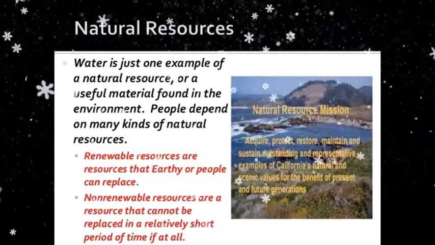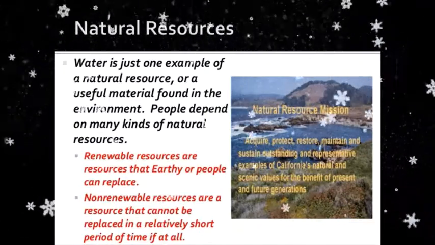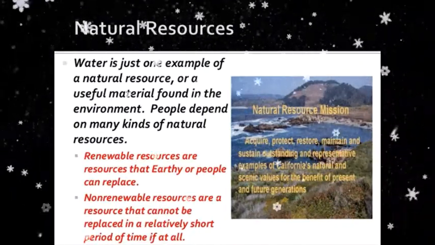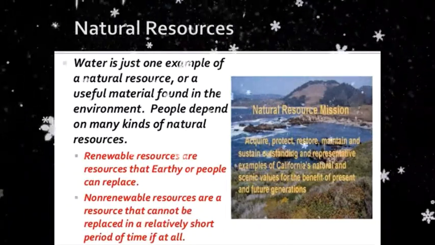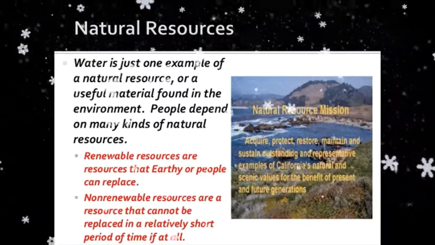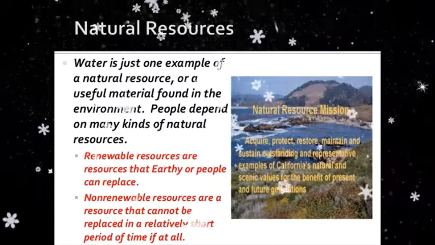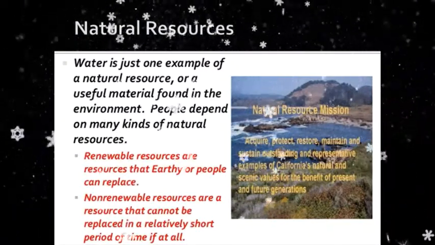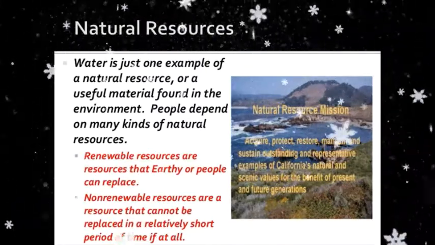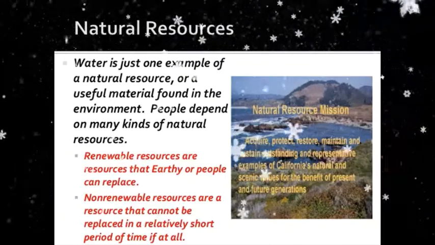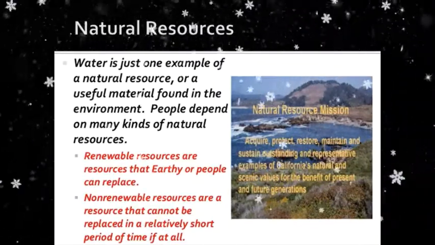Natural resources. Okay, so what is natural? Water is just one example of a natural resource, a useful material found in the environment. People depend on many kinds of natural resources. There are two kinds: renewable resources and non-renewable resources. So what are renewable resources? Renewable resources are resources that the earth or people can replace. Non-renewable resources are resources that cannot be replaced in a relatively short period of time, if at all.